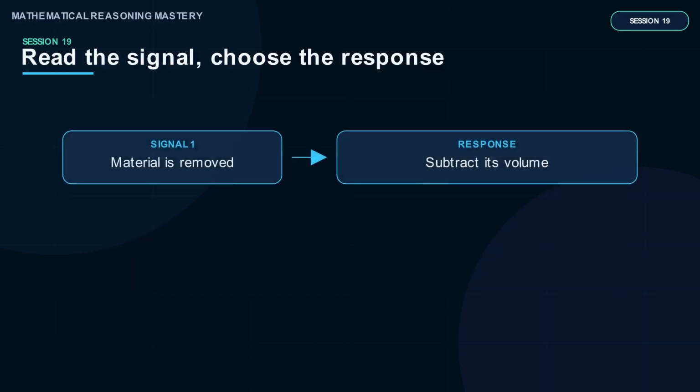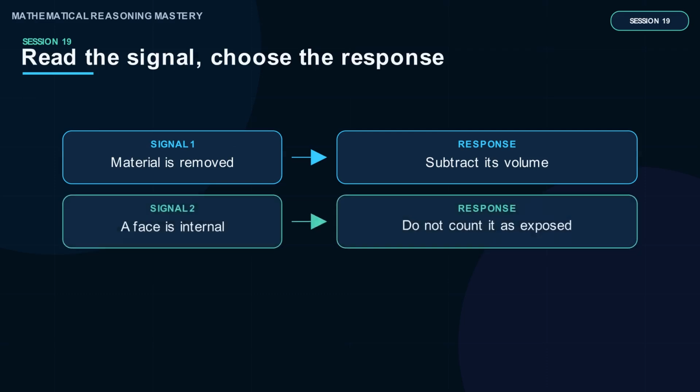Signal 1 is, material is removed. Respond by remembering, subtract its volume. Name the response before calculating. Signal 2 is, a face is internal. In that case, do not count it as exposed. The form tells you which tool fits.